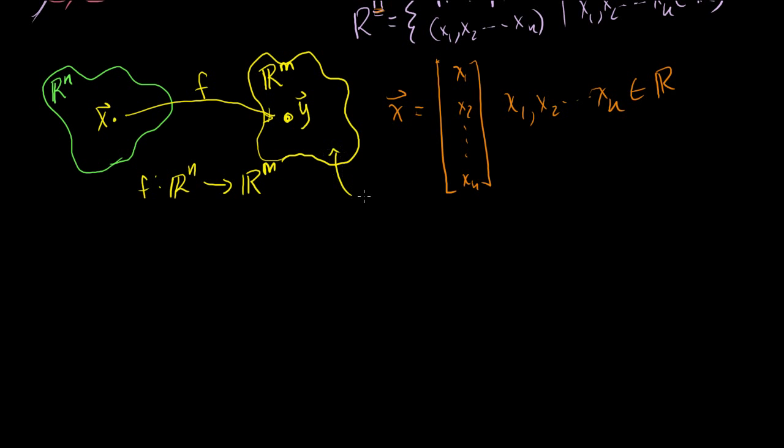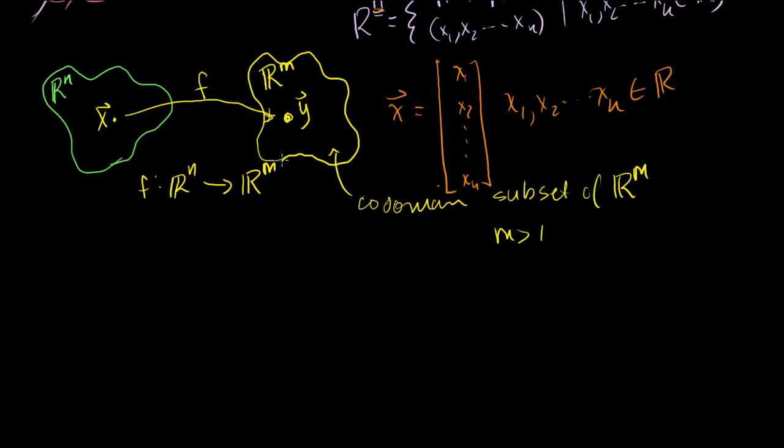If your codomain is a subset of Rm, where m is greater than 1, then we say your function is vector valued. It's not just mapping into the real numbers. It's mapping into some m-tuple of real numbers. So if you map to two-dimensional space, you're dealing with a vector valued function.